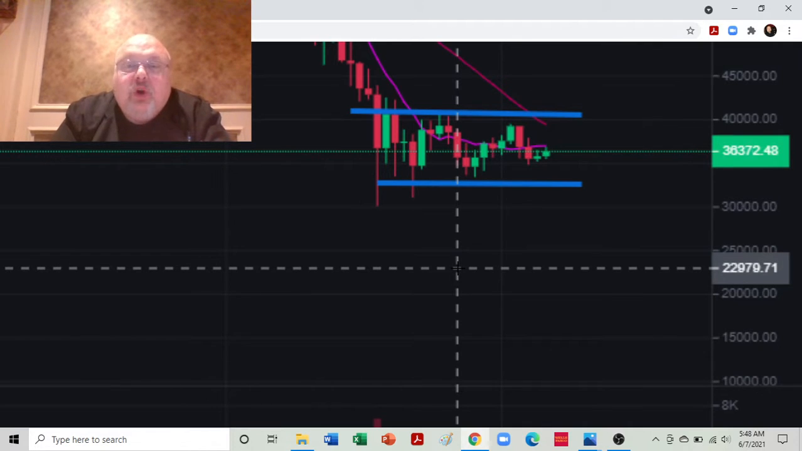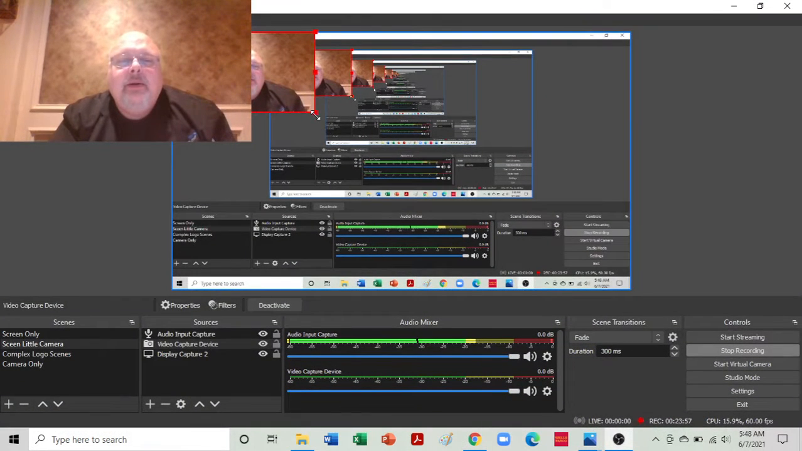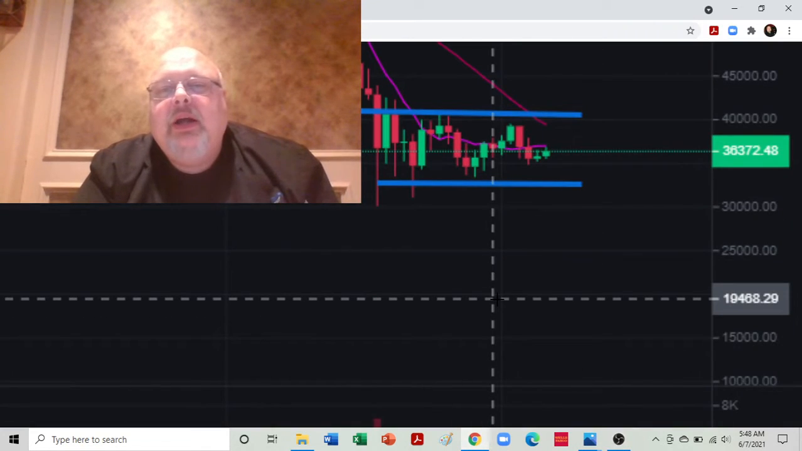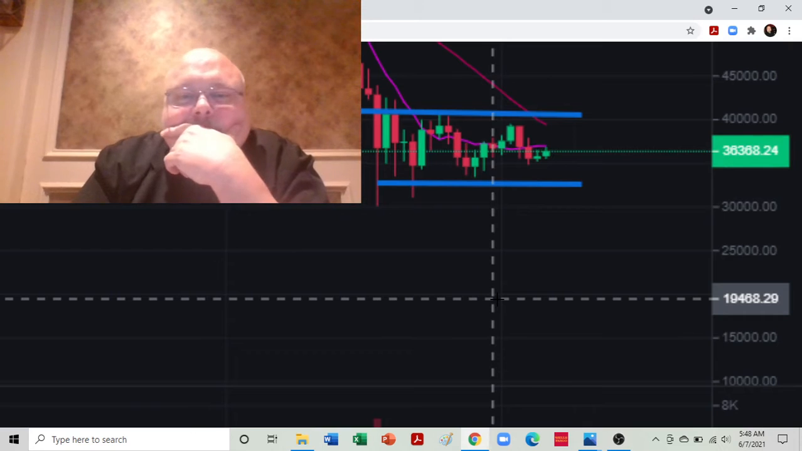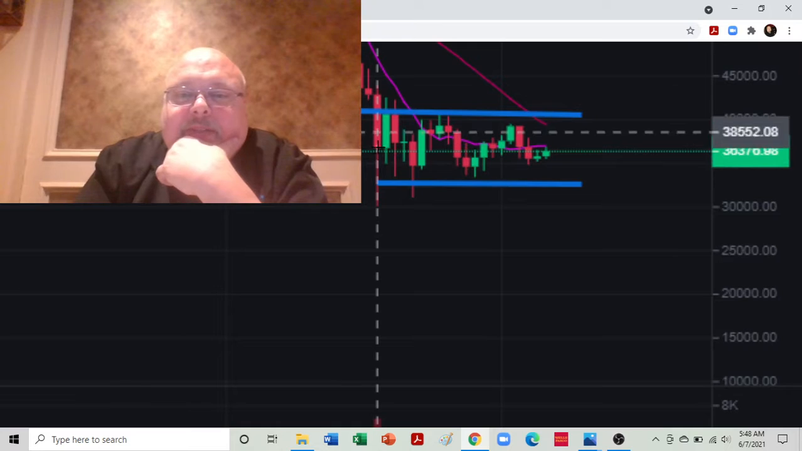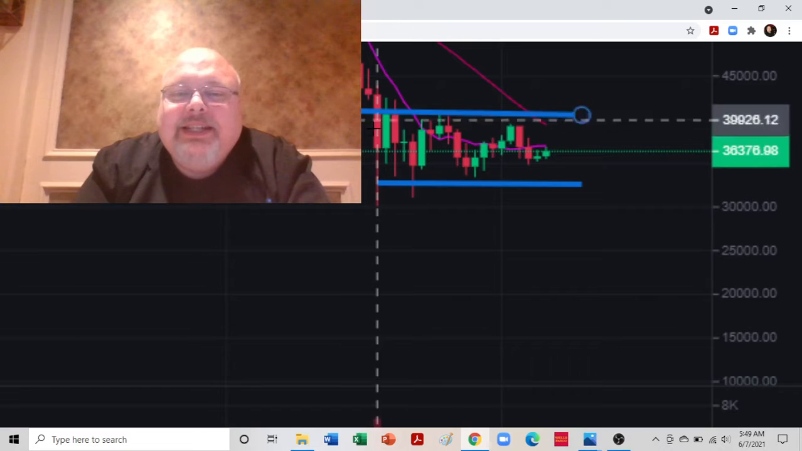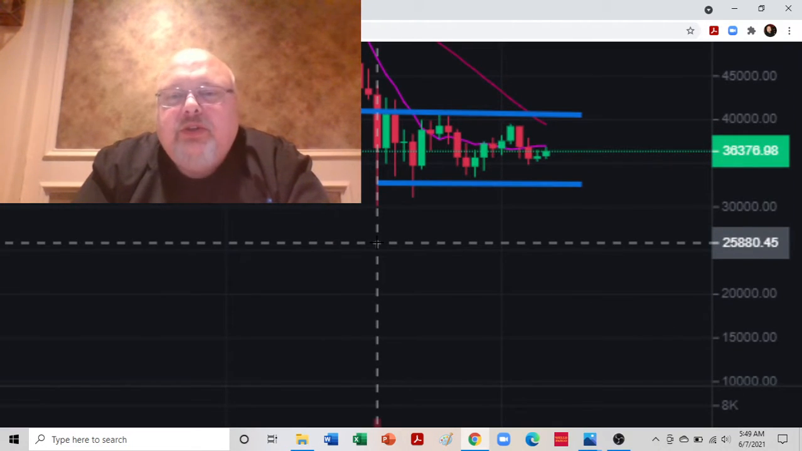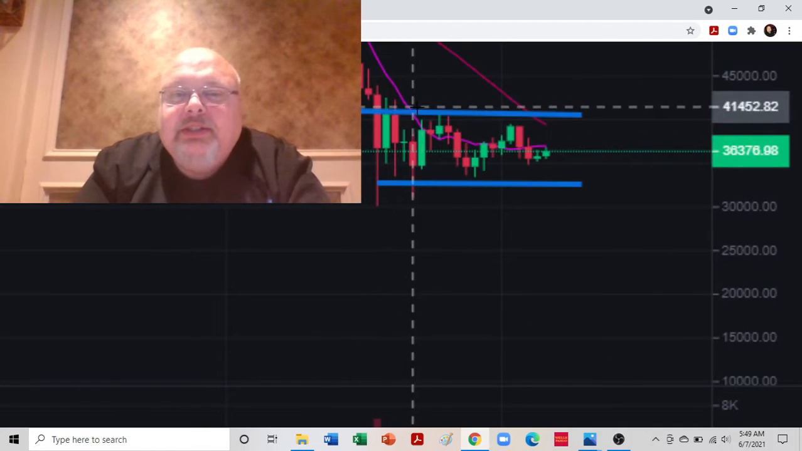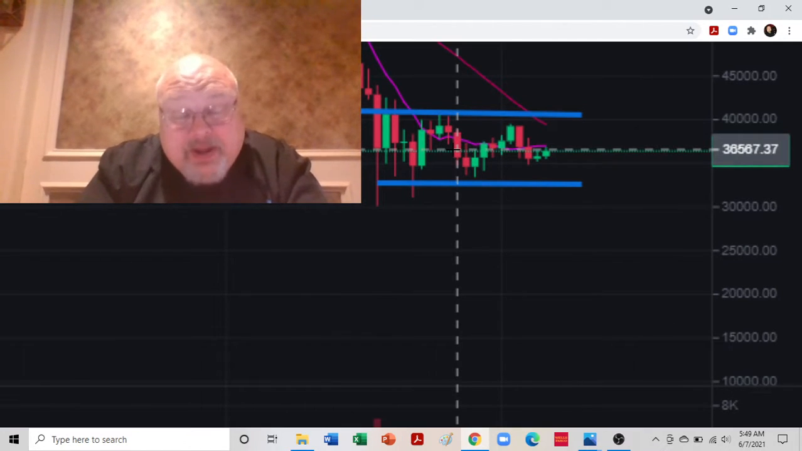Let's talk about some terminology since we're dealing with the idea of vocabulary. This is what we call a range because it's ranging between these two values. What we call these two values are resistance and support. Support is the low line. It's where it's supported and it jumps back up. Resistance is the top line where it's hard to break through. So it resists it. Okay?